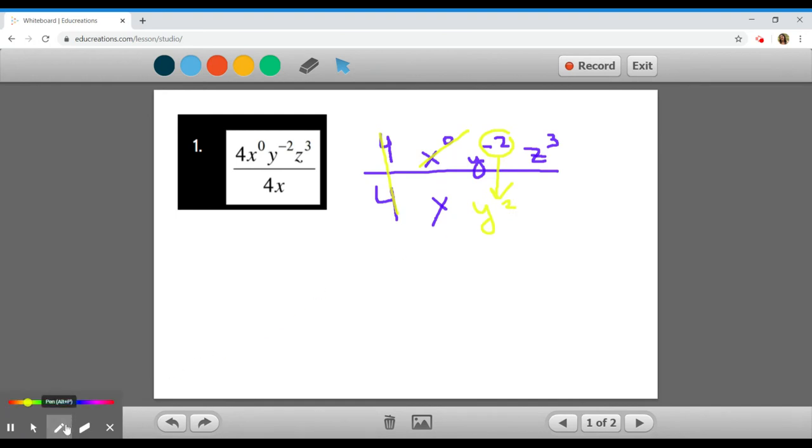From there, we just want to see where things are at this point. In my numerator, the only thing that's left is z to the 3rd. In my denominator, I still have an x value. And now I have y squared. So that would be my final answer.